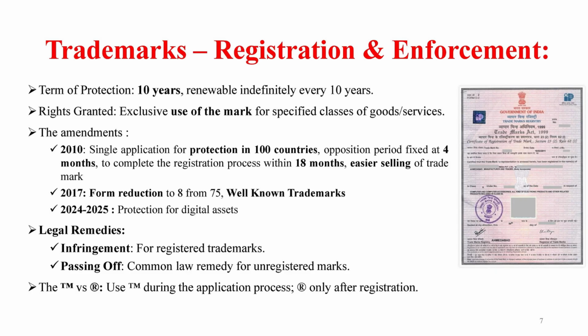Let's look at the amendments. 2010, single application for protection in 100 countries. Opposition period fixed at 4 months. To complete the registration process within 18 months. Easier selling of trademark. 2017, form reduction to 8 from 75, well-known trademarks. 2024 to 2025, protection for digital assets.